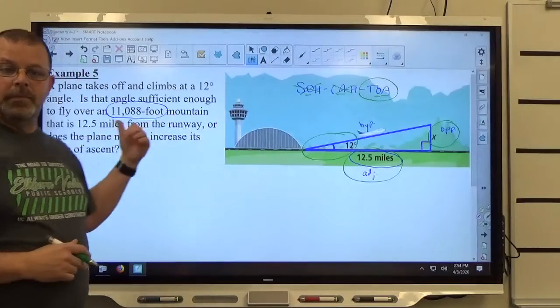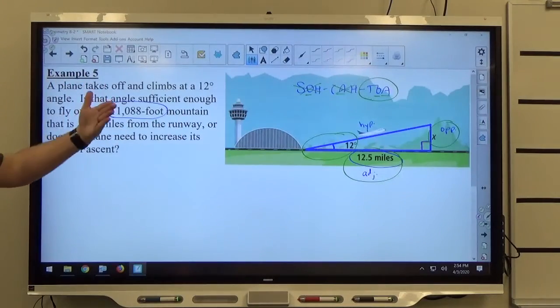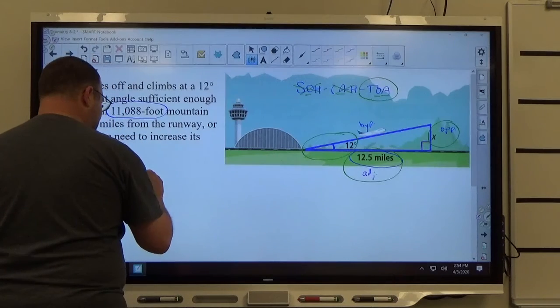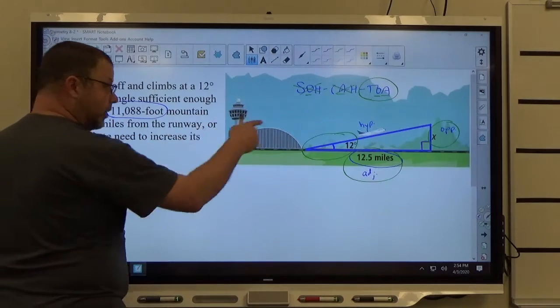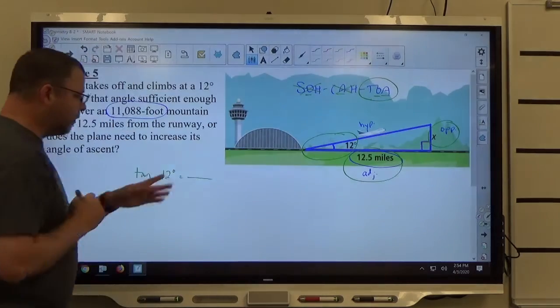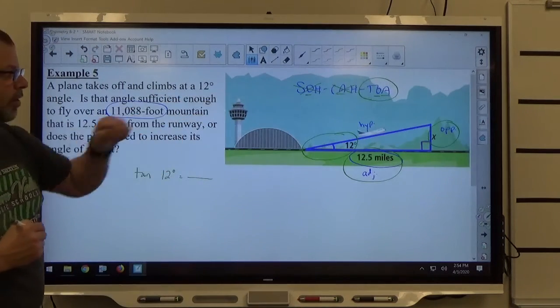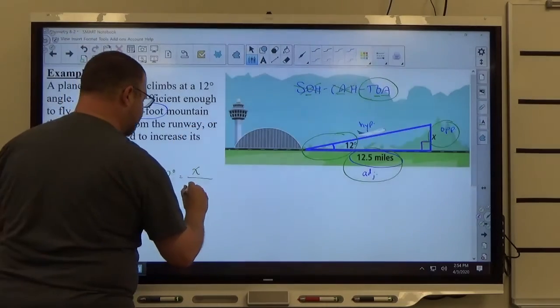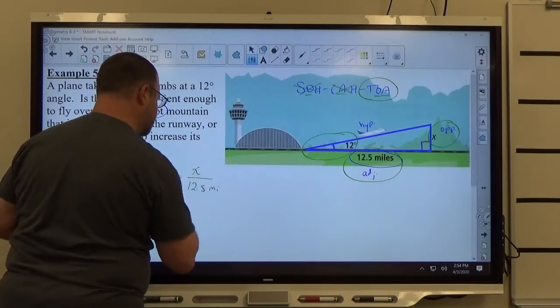Just like in day one, when we're writing out a trig expression, it's always the trig expression, which in this case is tangent, of an angle, which in this case is 12 degrees, equals fraction bar, and what goes in the fraction bar here is the opposite, which is x, over the adjacent, which is 12.5 miles.